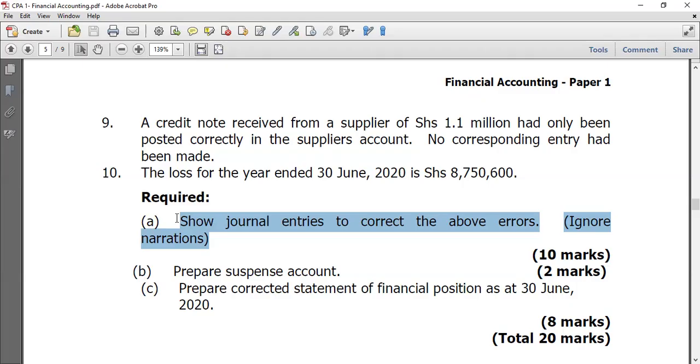Now, one of the things that I usually love is doing this at a go. I usually want to make sure that once I'm calculating any of these questions, I basically do it at a go. So I'm going to have my journal, and then I also have my suspense account.